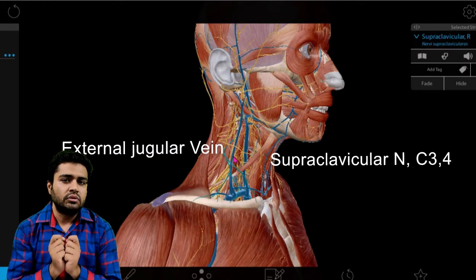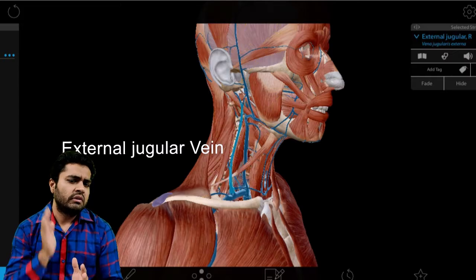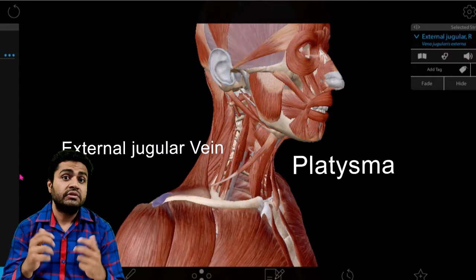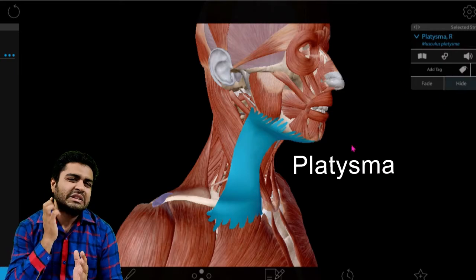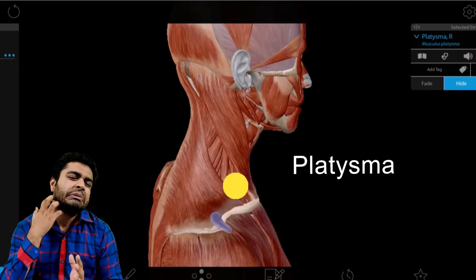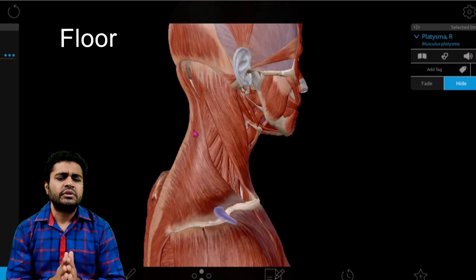And the external jugular vein is different from the internal jugular vein. The external jugular vein is more superficial, as well as the platysma muscle. You can see here, it is a very large muscle, very prominent here. So now let's discuss the floor of the posterior triangle.